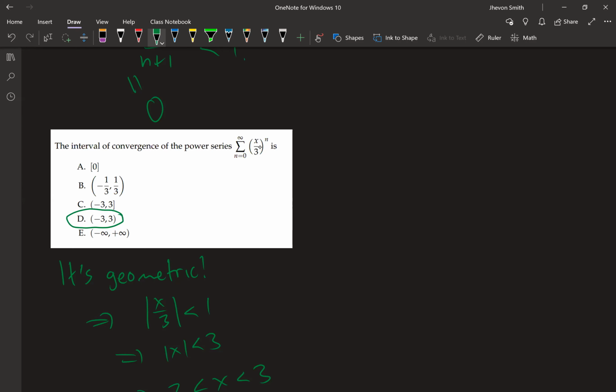And so a lot of people thought it was B, and I think because they just saw the x over 3, they thought it was over 3. But remember, you have to set it less than 1, and then you'd have to multiply both sides by 3. So that leaves you with D, 33% getting that. And 33% going with B, which I think was an algebra error. 7% with C and 7% with E.